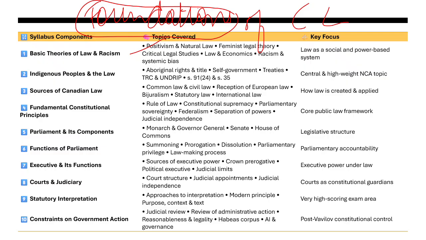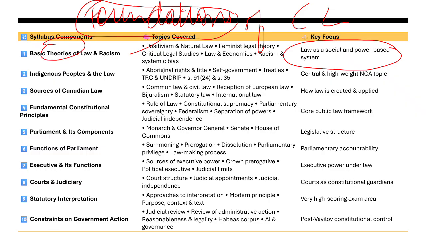Here your main focus should be on understanding law as a social and power-based system, how both these things go hand in hand. What is the political influence? What is the social influence? How has law evolved? So for this, you will be doing theories.